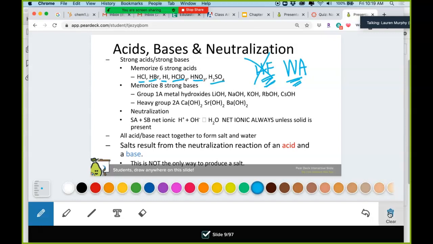Okay? All right. For your bases, pretty much for the sake of this class right now, anything that has hydroxide in it is a base.